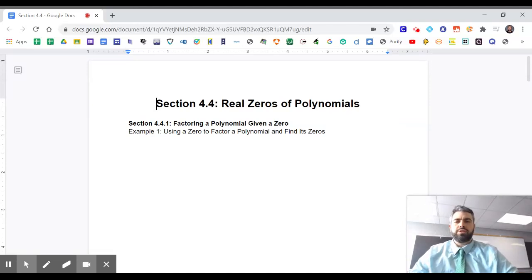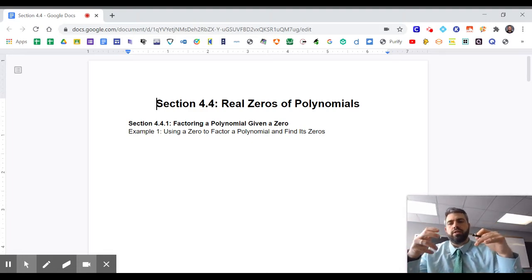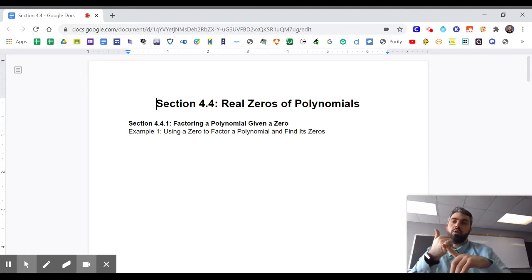So today we're going to be talking about section 4.4, which is on real zeros of polynomials. Okay, so we can actually continue on with what we talked about in section 4.3, and we can start using dividing polynomials and values that we know are zeros so that we can factor out a polynomial completely, given that we know one zero.